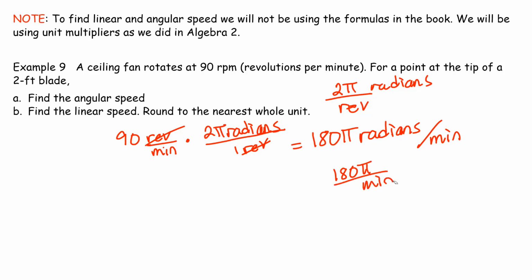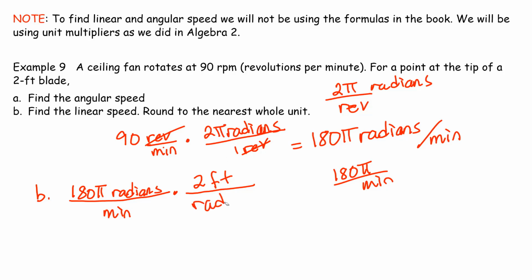All right. Part B, you want to find the linear speed. Since they give you the radius in feet, your answer is going to be in feet per minute. So you've got 180 pi radians per minute. And you know that the radian length is 2 feet. Remember, radian and radius would be the same length. So 2 feet per radian. I want the radians on the bottom, so they're going to cancel out. So 2 feet per radian.